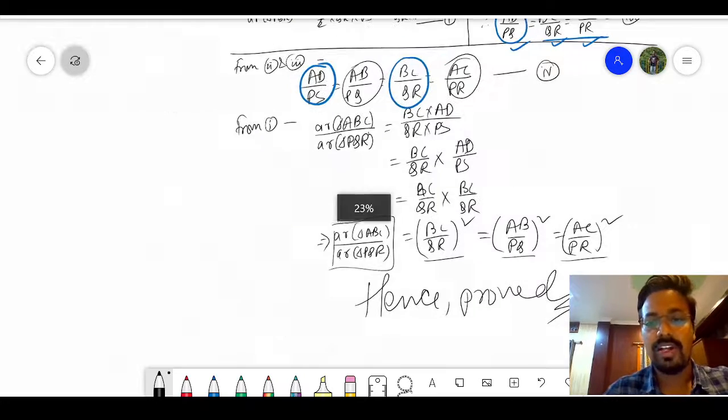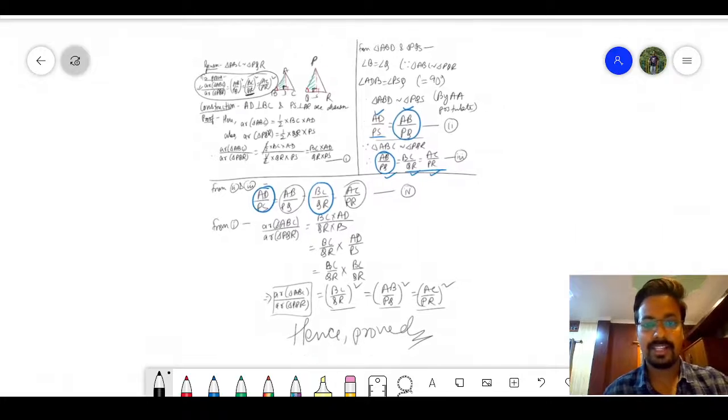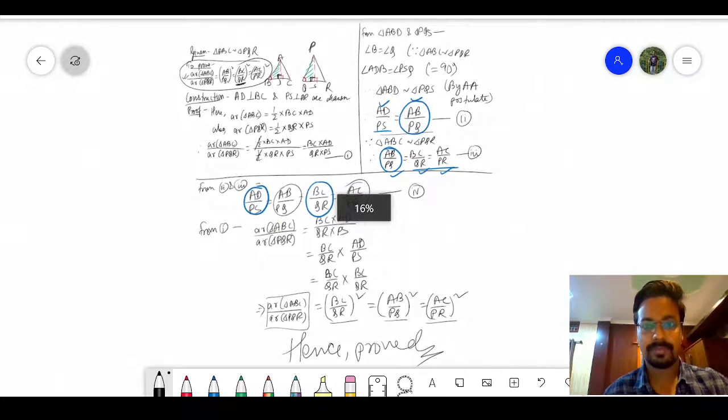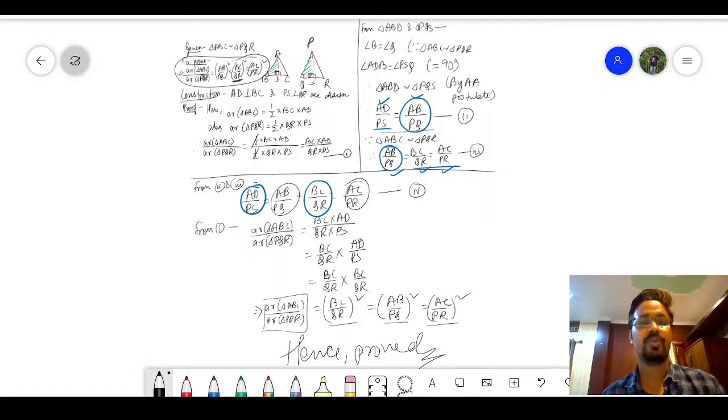This is all about this sum. Here is the complete summary. If you want, you can take a screenshot and keep it for yourself. You can write it down in your copy, you can make notes, whatever you want to do. I hope you have understood what we have done here. It is a very simple proof. Yes, it is a bit lengthy, but it is a very simple proof.